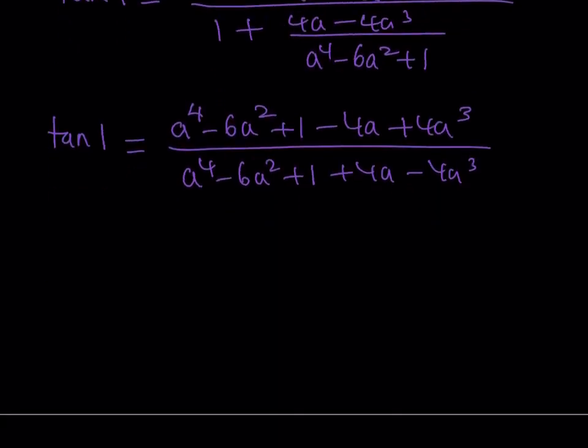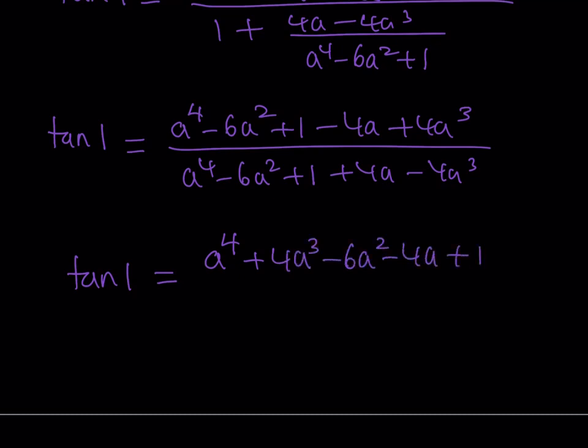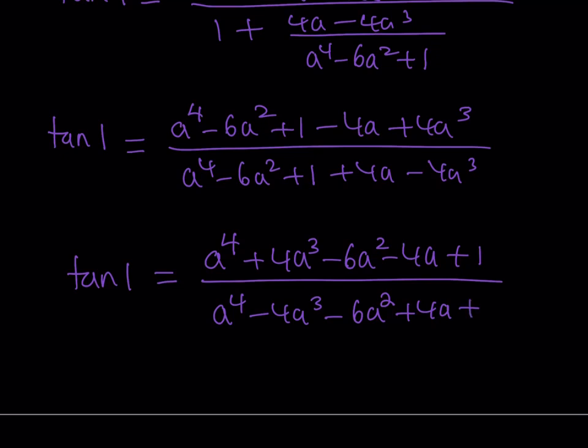Let's go ahead and arrange this, like write it in the simplest form or the standard form, and then we should be done. Okay, so we get a to the 4th power from here, and then I get plus 4a cubed, and then minus 6a squared, and then minus 4a plus 1, divided by a to the 4th minus 4a cubed minus 6a squared plus 4a plus 1.